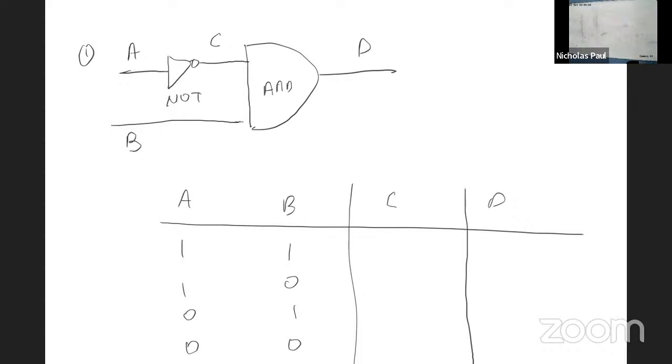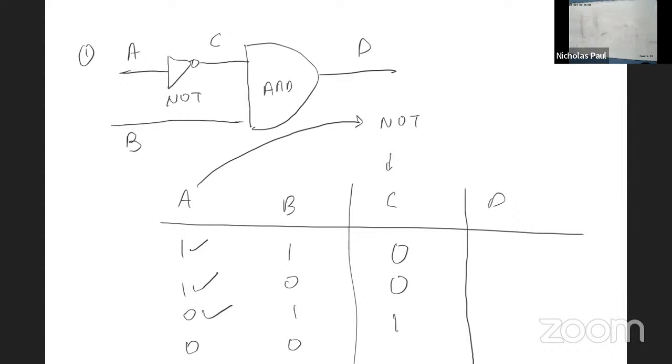All right, so how are we figuring this out? Number one, to figure out C, C is the output from a NOT gate where the input is A. So I'm looking at C. To figure out C, I am looking at A in a NOT gate. All right, so let us begin. One enters NOT gate, zero enters NOT gate.